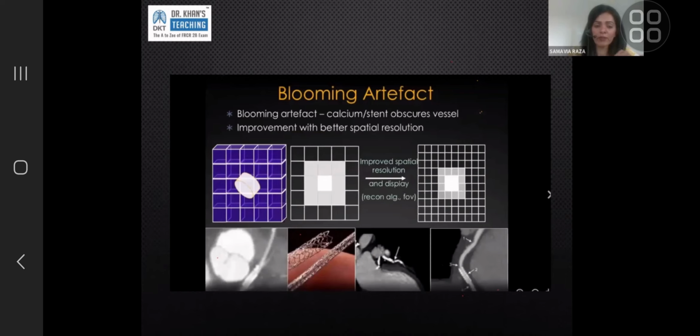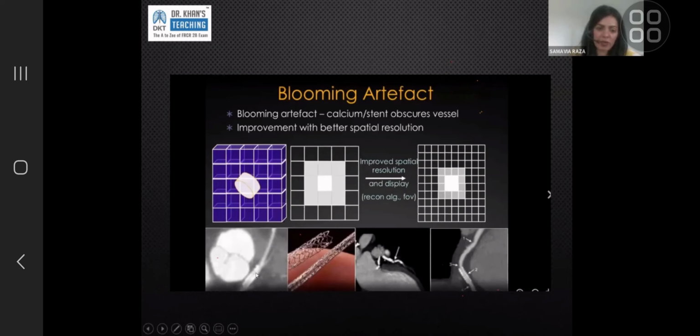The other thing worth remembering, this is not just cardiac terminology, is blooming artifact. Blooming artifact can happen with any metallic or calcified structure. It can happen in any body part. Why it is so important in cardiac imaging is because the vessel caliber is so small that any little blooming matters. For example, here the blooming is because of a metal artifact, that's a stent.